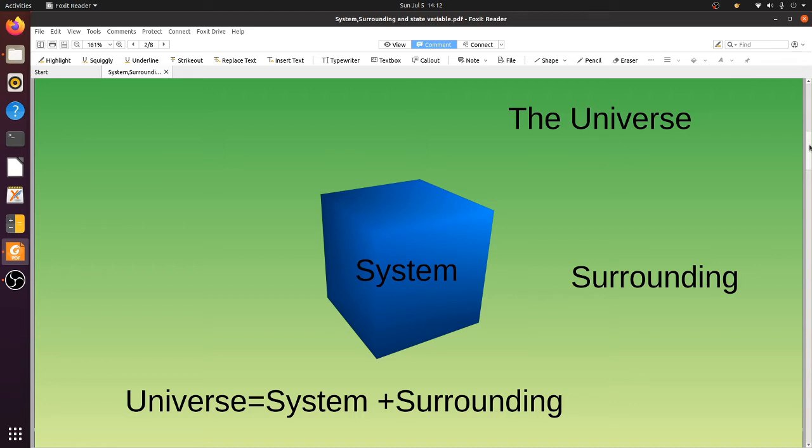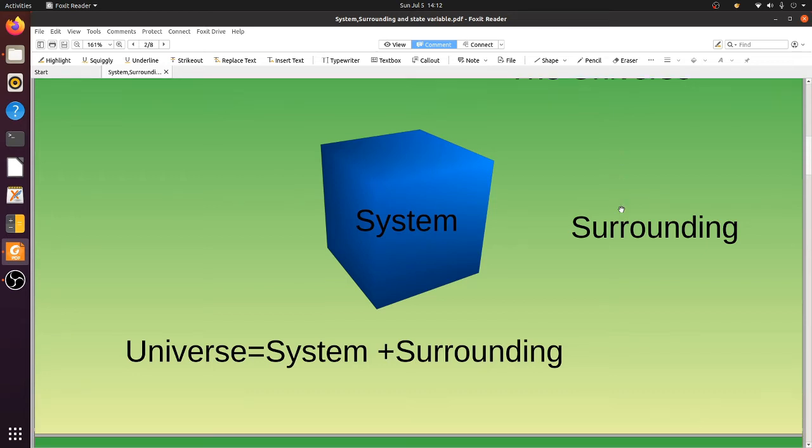The universe, as indicated earlier, is the system and the surrounding, both taken together. So therefore, universe is nothing but the system plus the surrounding.